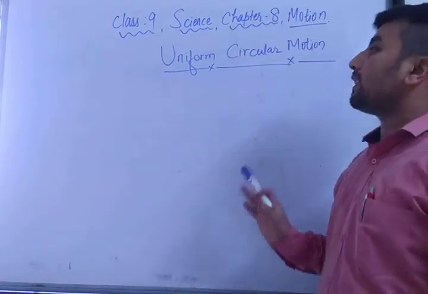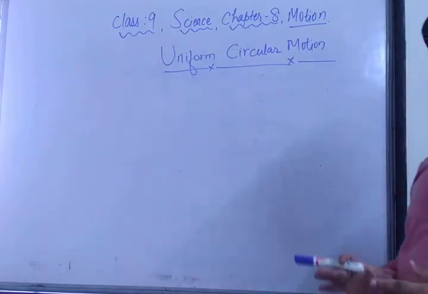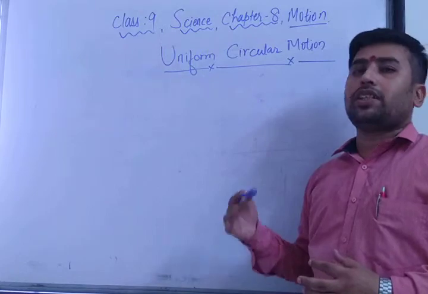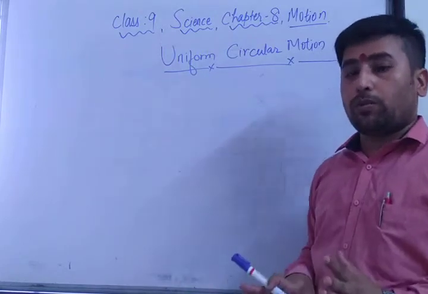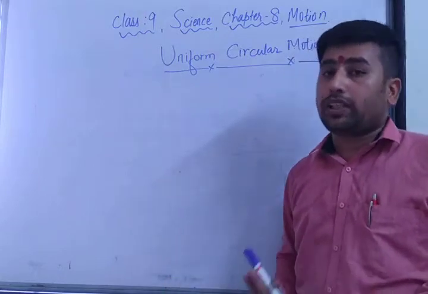Today, first of all, let us describe something about uniform circular motion. The word uniform means equal distance traveled in equal intervals of time. That is called uniform motion.